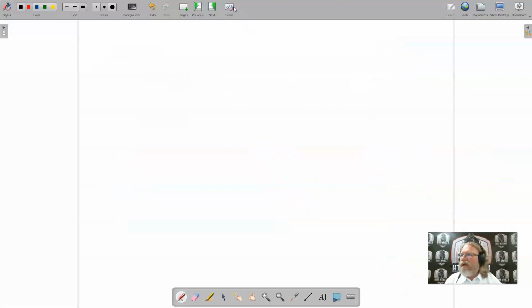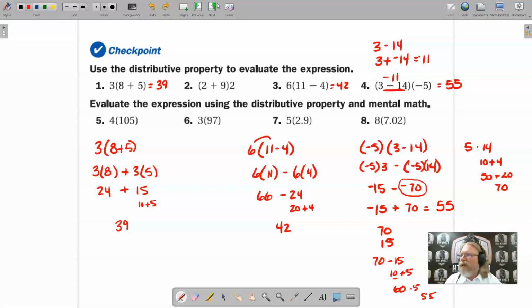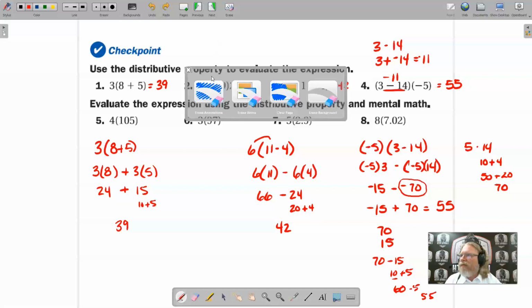Let's go ahead and erase all of this here. Not what I wanted to do. There we go. I want to erase just the writing.